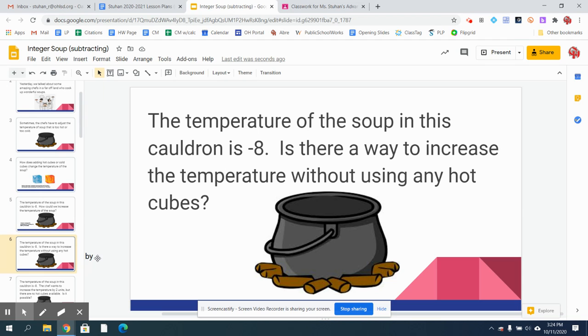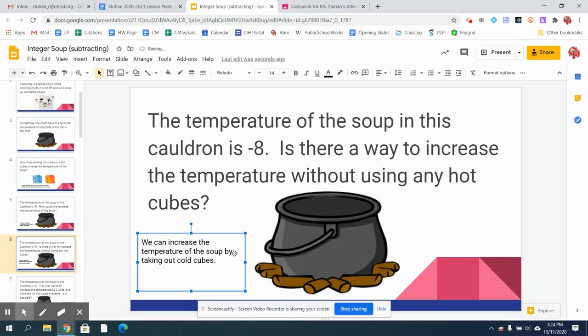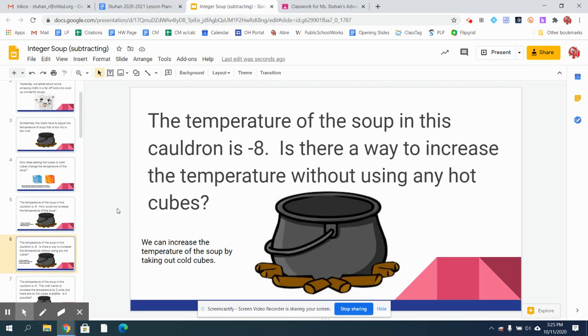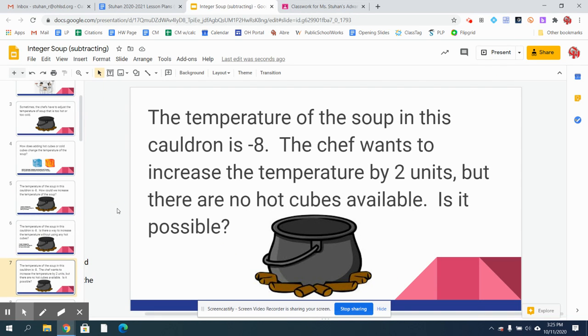Well, we can do that by taking out cold cubes. So if we can subtract cold cubes from the soup, we'll be able to raise the temperature of the soup. So I think you're probably seeing where we're going. We are going to be talking about subtracting integers.